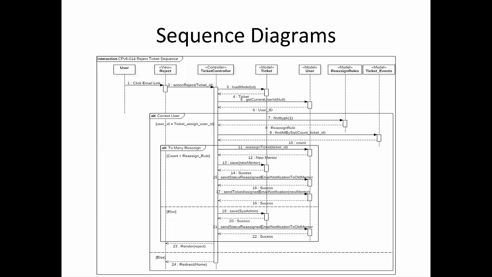It loads the new mentor into the new assigned mentor and saves it. It then sends an email to the old mentor saying that this has been reassigned, and then sends an email to the new mentor that you have a new assigned ticket. As you can see, else if it's been more than the reassign rules, it saves it to the system administrator, and then sends the ticket to the reassigned old mentor.